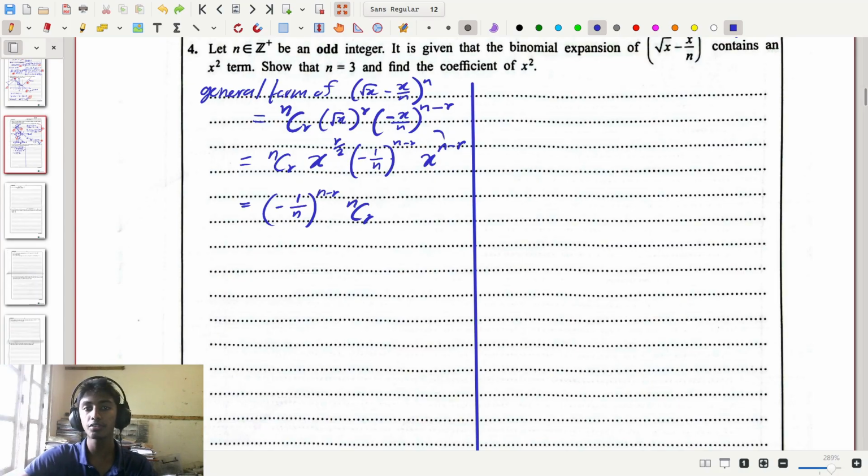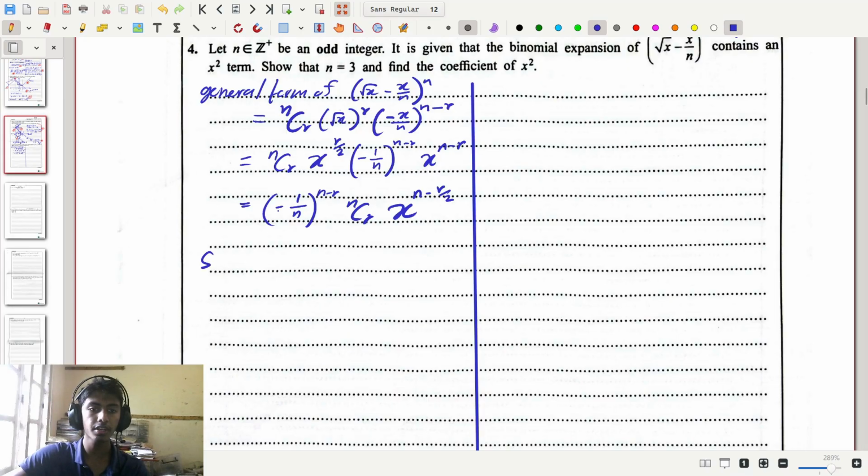Now from index rules, we know that this is going to be equal to x to the power of n minus r plus r divided by 2, which, if you simplify, is equal to x to the power of n minus r divided by 2. So now we have the general term of the expansion of (√x − x/n)^n. For an x² term, we need this power, n minus r divided by 2, to be equal to 2, since that is by definition what we need in order to get an x² term.